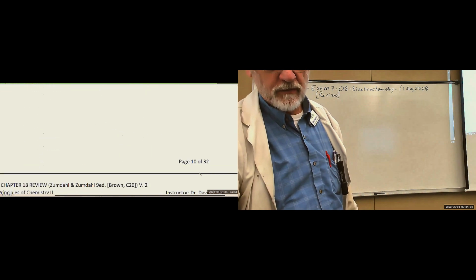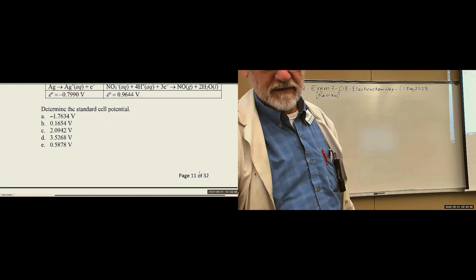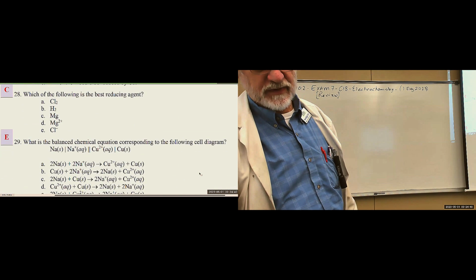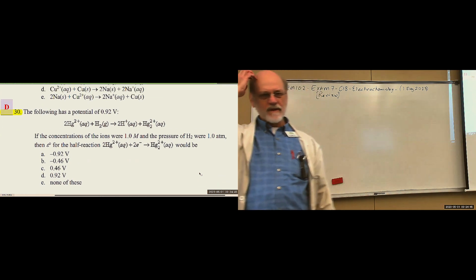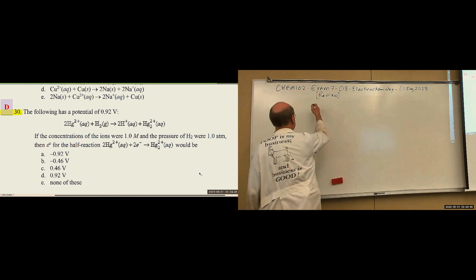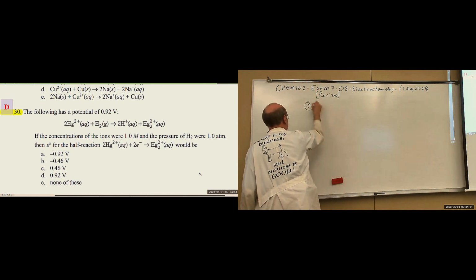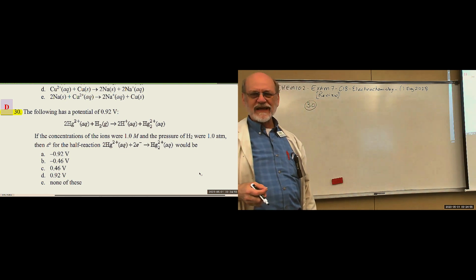See if we can give our brains a rest. Skip on down, skip on down. There we go, 30. Let me write the number first. The following has a potential of 0.92 volts.